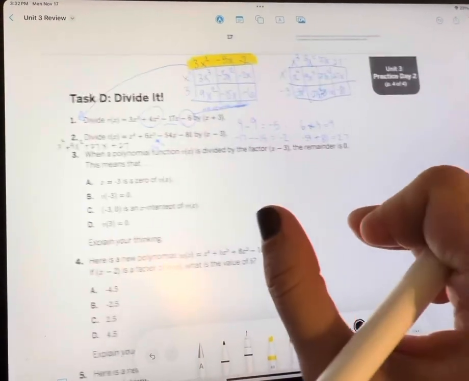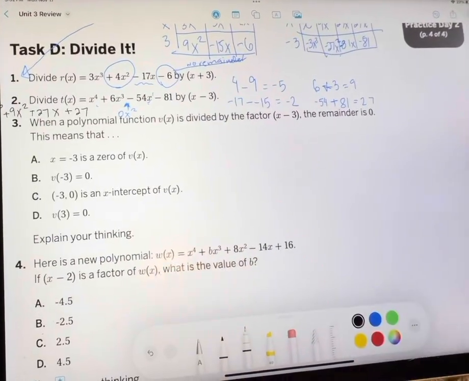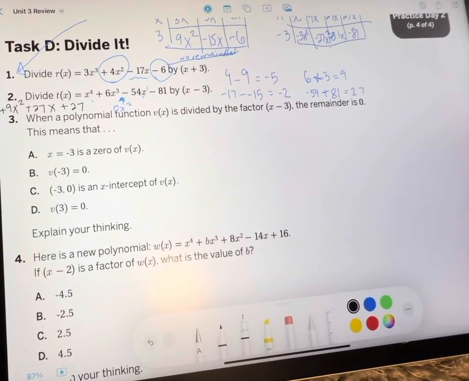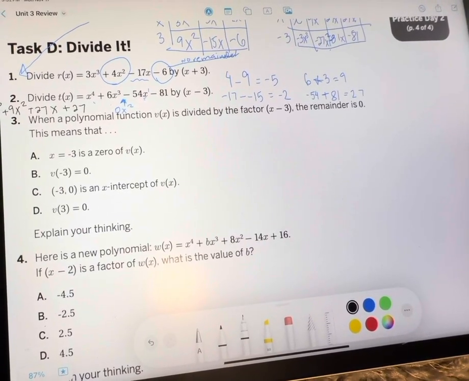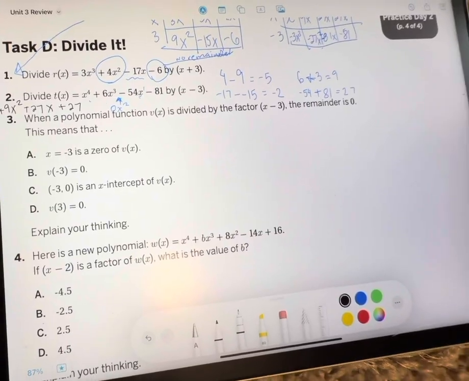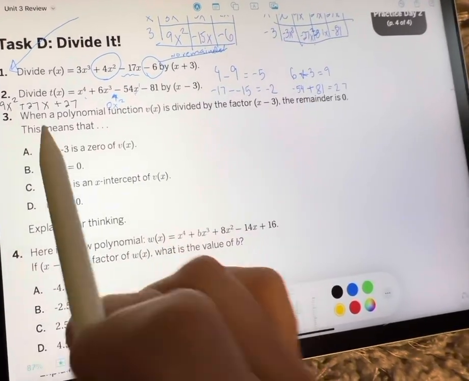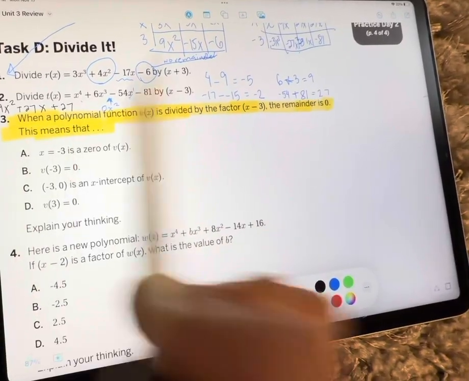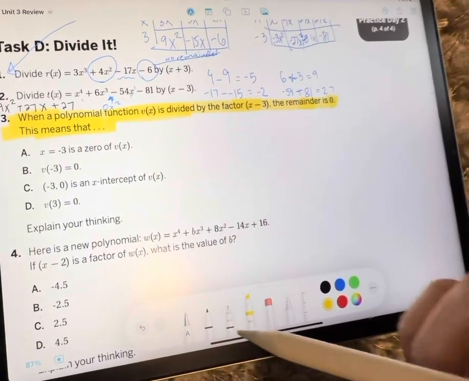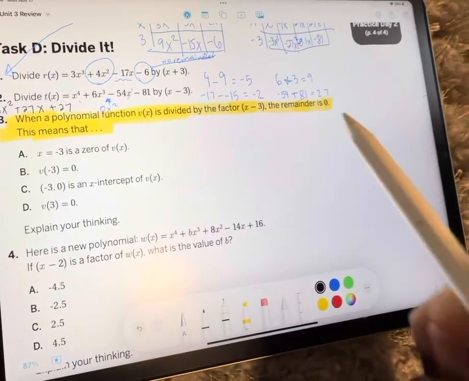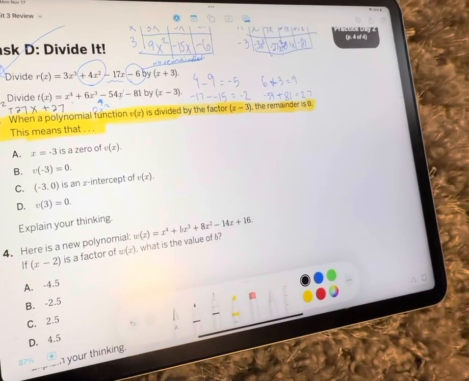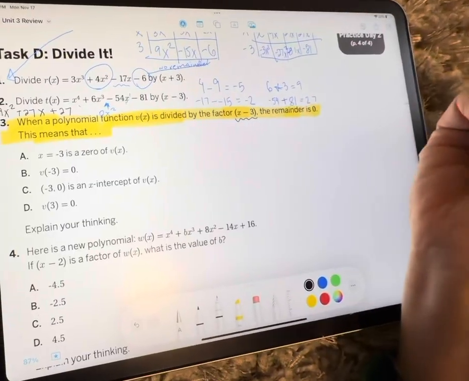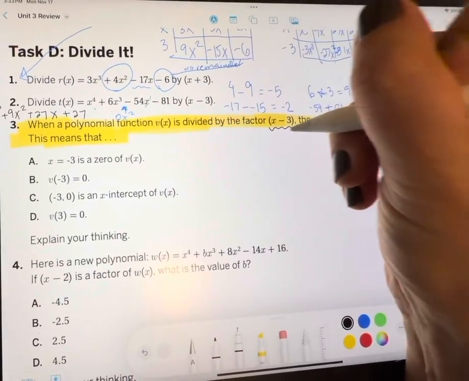Okay, when a polynomial function is divided by that, the remainder is 0. What does that mean? Ooh, that's so interesting. Let's make sure we understand this, you guys, because boy, is understanding stuff like this important. Okay, when I divide something by something and the remainder is 0, it means that this thing right here divides evenly. It means that it is a factor.